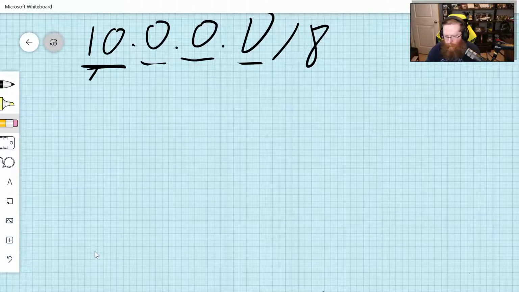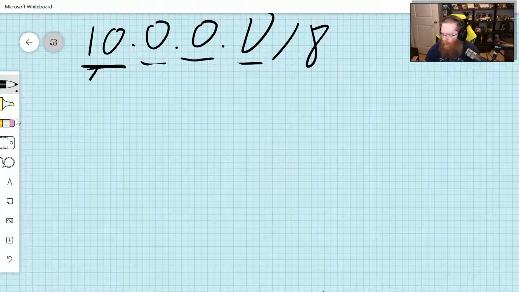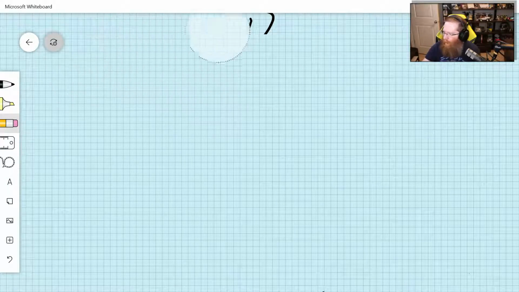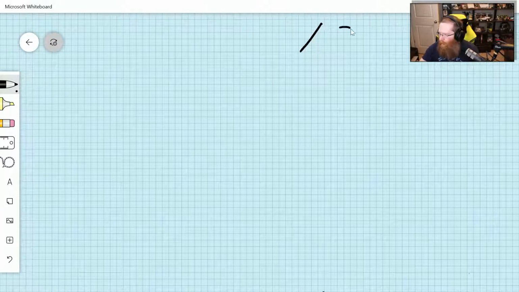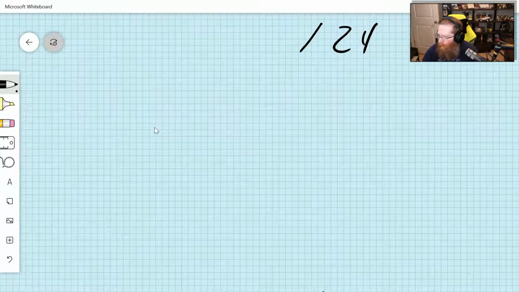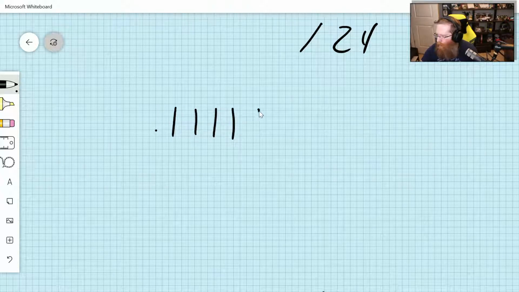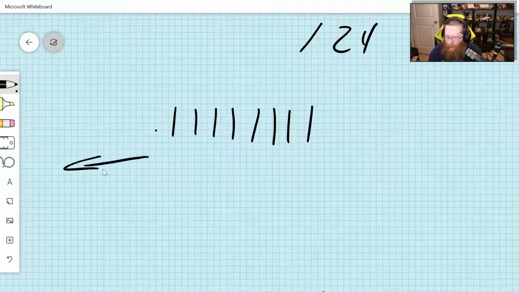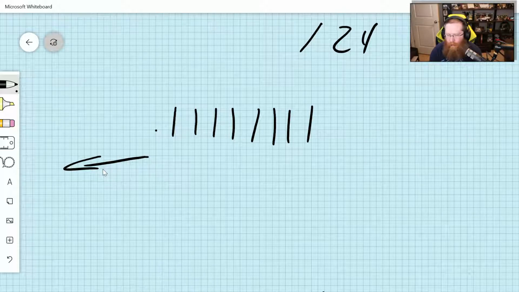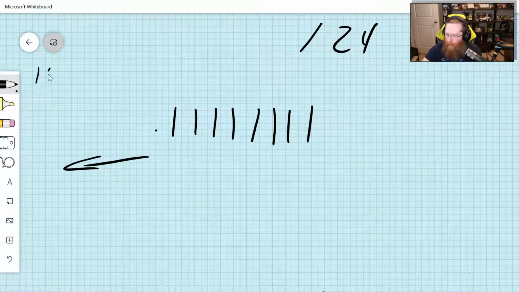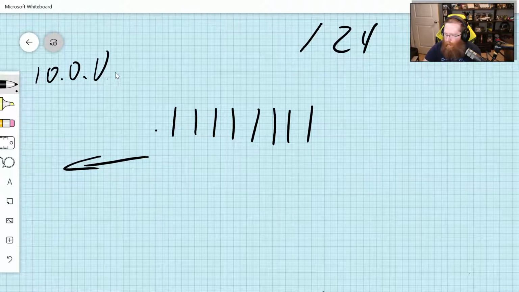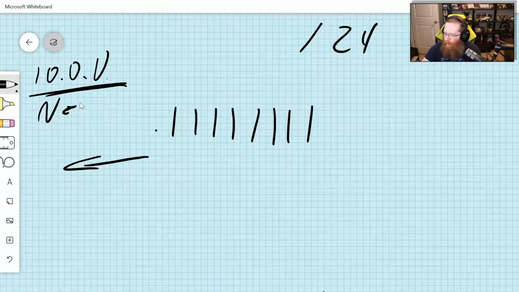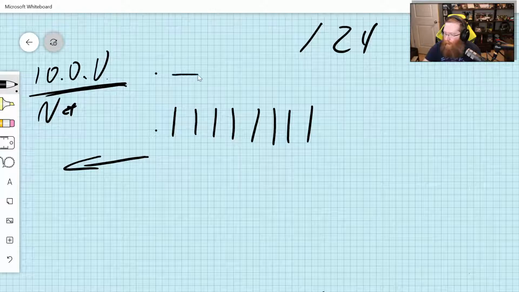Okay. So if we have a /24, 1, 2, 3, 4, 5, 6, 7, 8. On a /24, we have identified that everything to the left, those three other octets, so 10.0.0, that's not changing. So that's the network ID portion of this. And everything to the right of this is hosts.